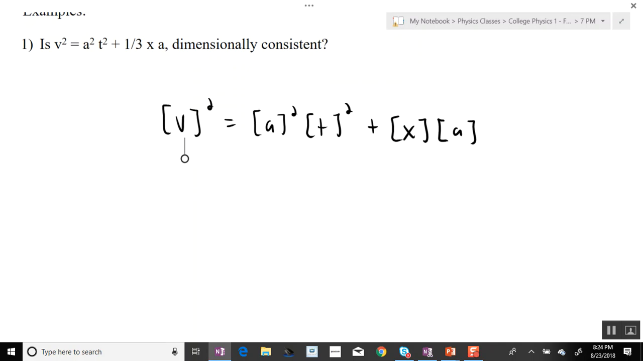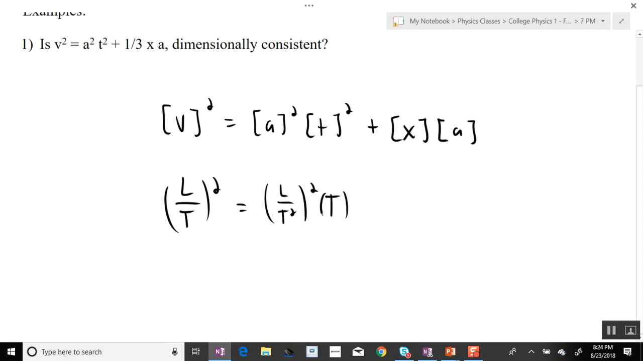Okay, so does anyone know the dimensions of v? Does anyone know the dimensions of a? Yeah, you guys are good. The dimensions of t should be obvious. It's t squared. I mean, the dimensions of t is t, but you're squaring it. And the dimensions of x is L. And the dimensions of a again is L over t squared. So x is always length? Yeah, x is length.